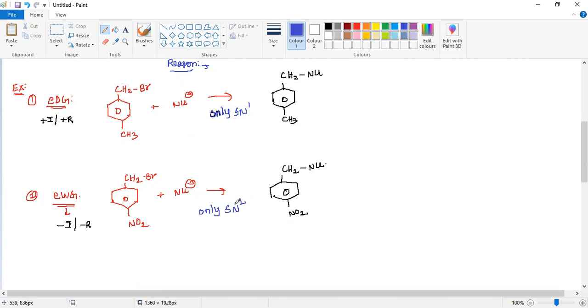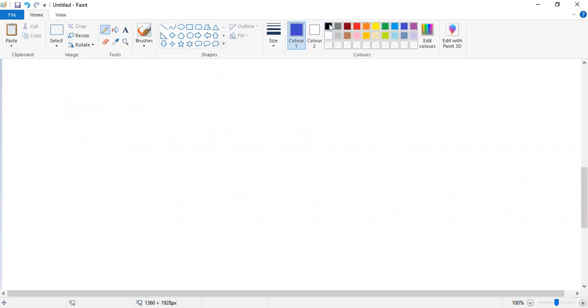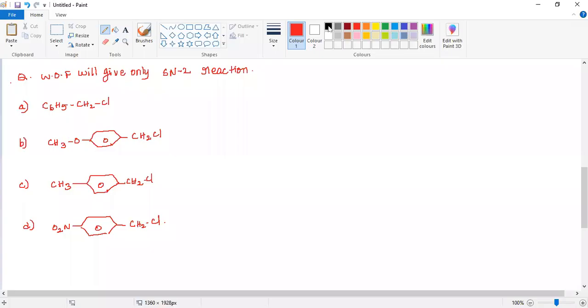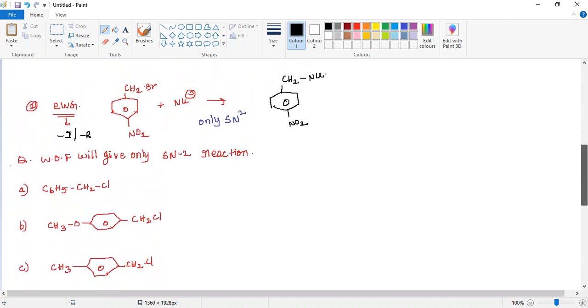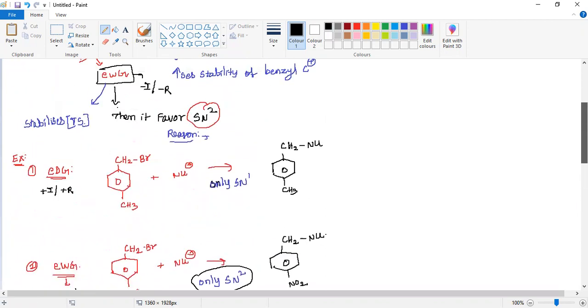And finally, before going to end this part, I would like to give one question. After practicing this question, we can end this part. Here I'm going to write one question. This is a very good question. Which of the following can give only SN2 reaction? Pause the video and guess the answer. Only SN2 is going to give, so the electron withdrawing group should be attached to what? Benzylic carbon.